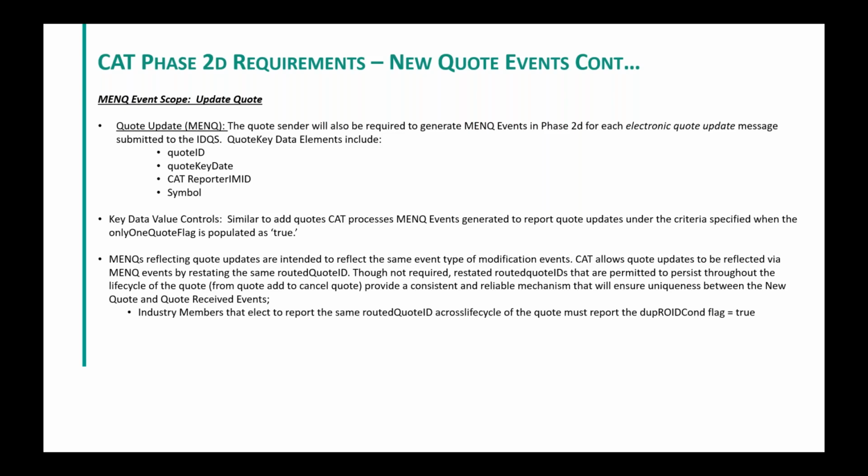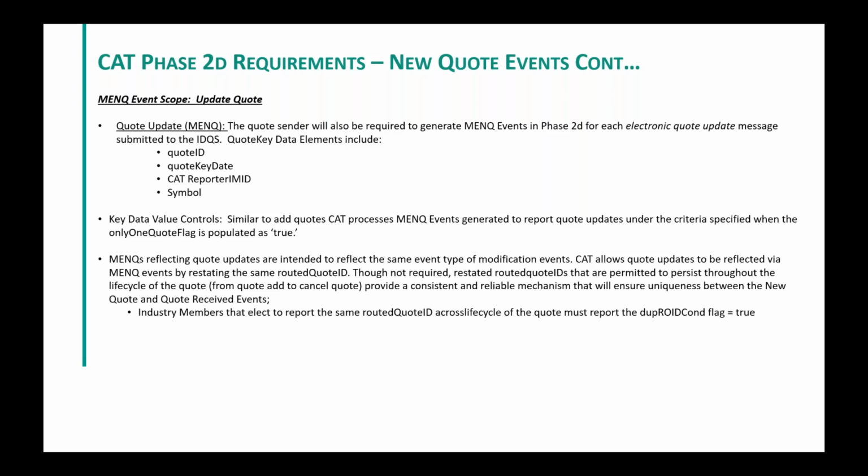And any subsequent updates, whether it's 1 or whether it's 1 billion, would map to that same quote ID. Routed order IDs are essential only for the purpose of linkage between the new quote and the quote received event. It doesn't play any material role in any surveillance that CAT performs on the quote events. It's a singular value that CAT links the new quote and the quote received event to.